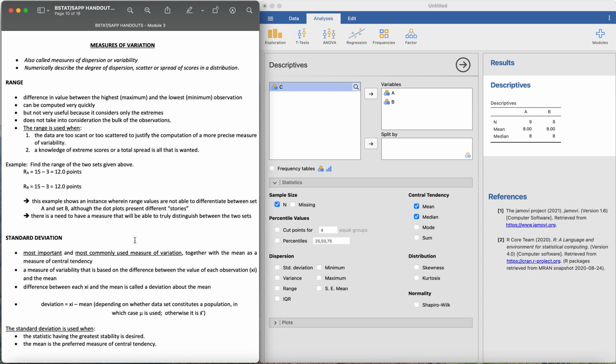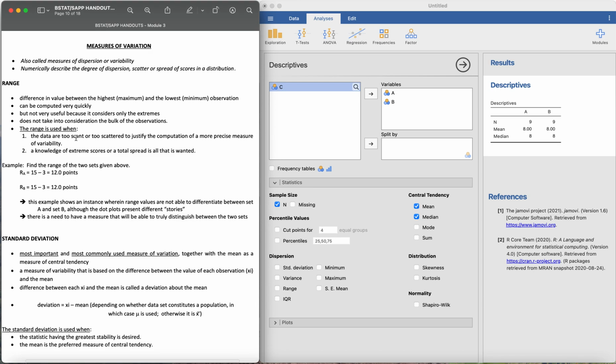The range is the simplest one, in which we're just going to get the difference between the highest and the lowest observations. So it's very easy to get, but this is not very useful in some situations because it only considers the extremes and it does not take into account the bulk of the observations, or whatever is inside the two extremes. So when will we use this? When the data are too scant or too scattered to justify the computation of a more precise measure, and when the knowledge of extreme scores or only the total spread is what we only want.